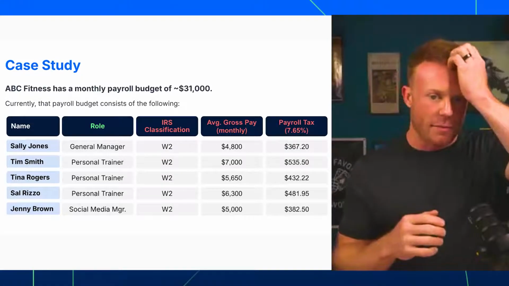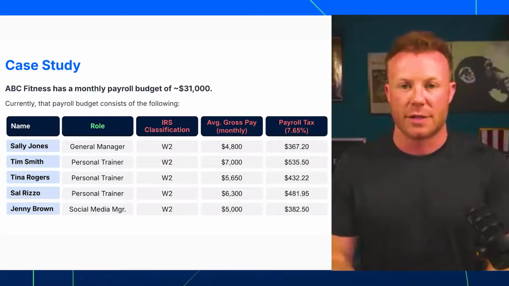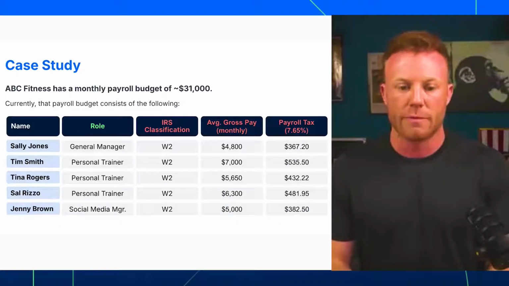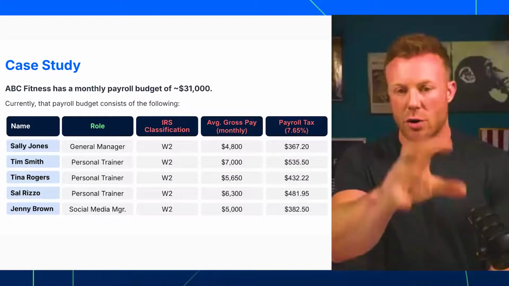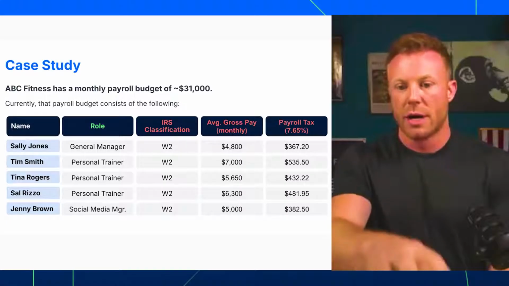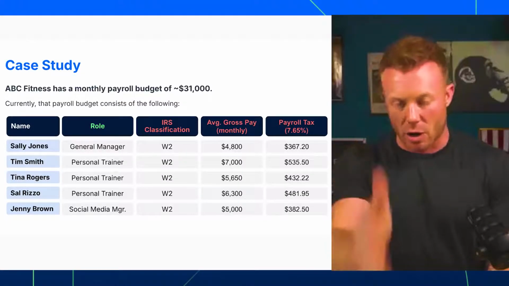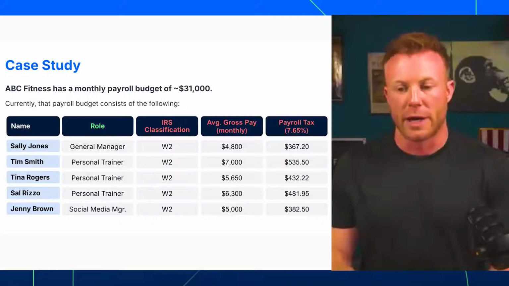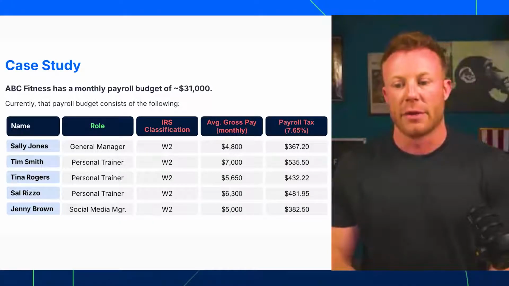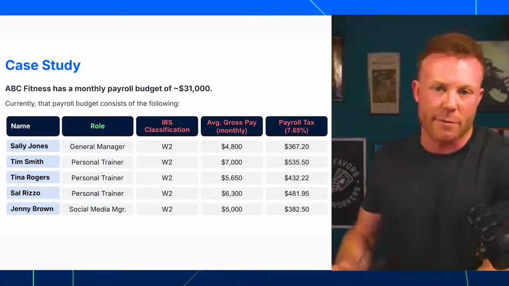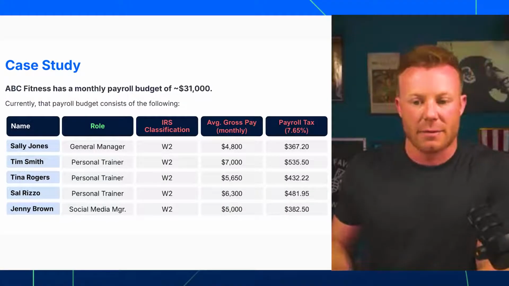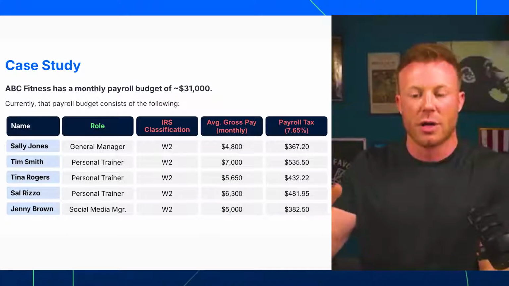Imagine your gym has a monthly payroll budget of $31,000 per month. That's how much you spend in payroll. On the far left, those 2 columns, name and role, that's who they are within the org chart. Their IRS classification, they're all classified as W-2 employees. Their gross pay monthly. And then to the far right is the associated payroll taxes, 7.65%. Okay, pretty standard, nothing special.